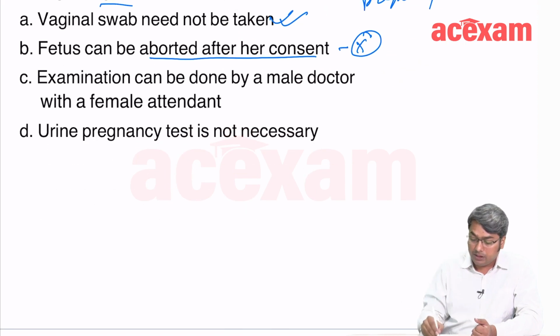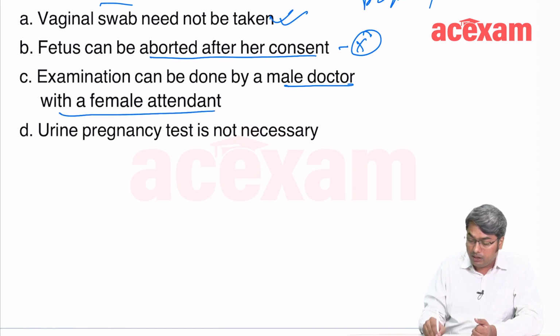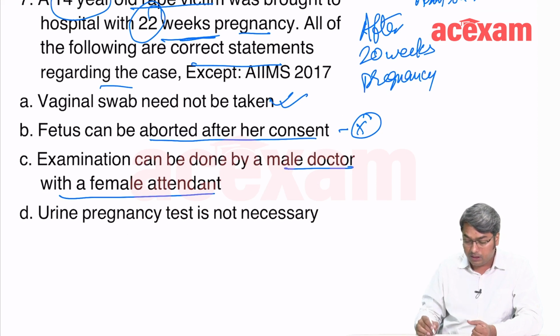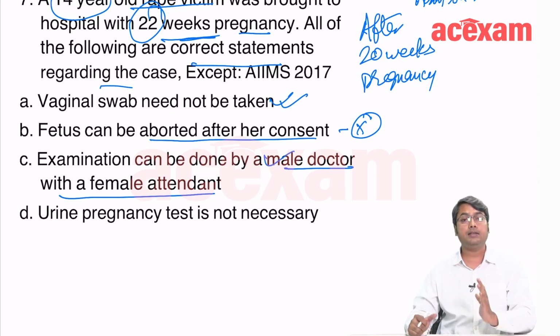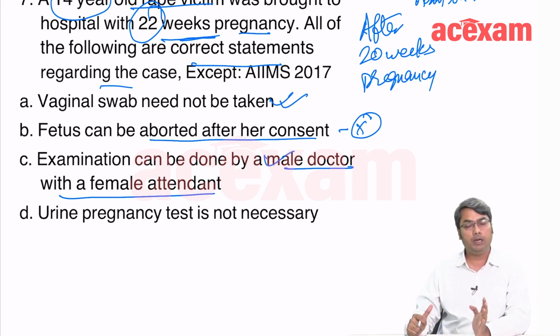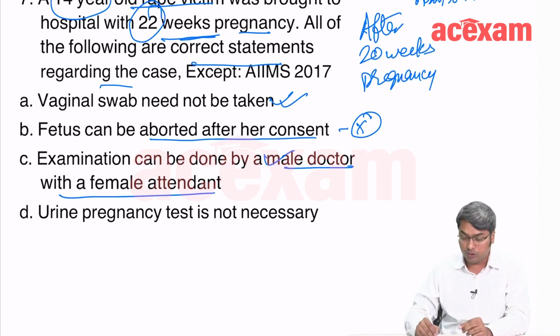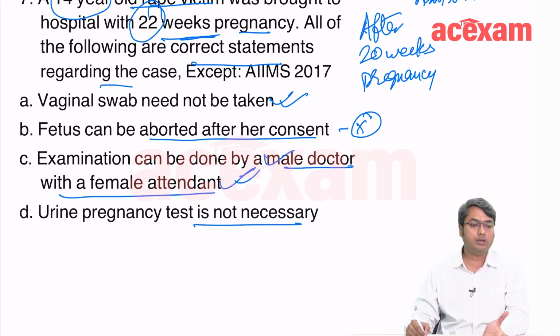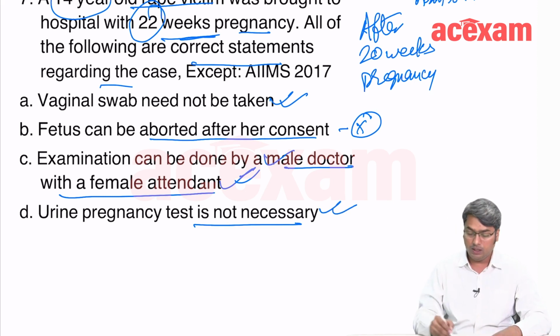Alright. Examination can be done by a male doctor with a female attendant. No. Ideally, the examination has to be done by a female doctor, but if a female doctor is not available, a male doctor can do the examination with a female attendant. That is also true. Urine pregnancy test is not necessary, obviously, because the female is already pregnant. So there is no need to do any urinary pregnancy test. This is also true. So the only option which is correct is that the fetus can be aborted after her consent.